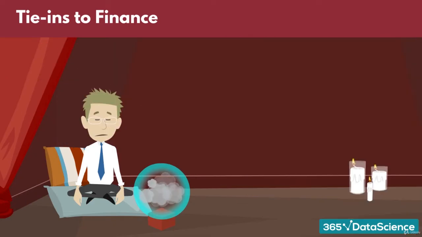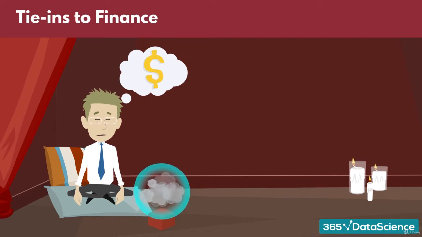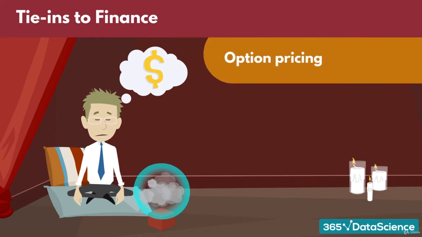For starters, in finance, we are often trying to predict the values and prices of uncertain future events. An easy-to-understand event is option pricing. Before we proceed, we need to understand what an option is and how we determine its price.